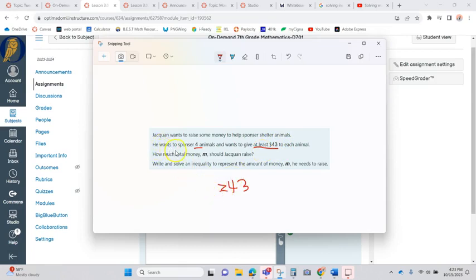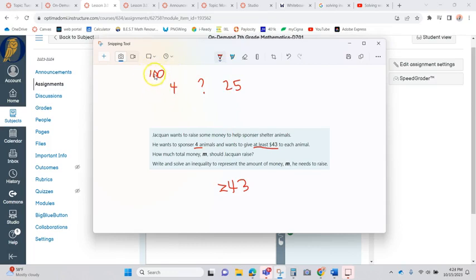He wants to sponsor 4 animals and give $43 to each animal. How much money should he raise? How much total money should he raise? So if I raised $100 and I gave that to 4 animals, how much would each animal get? I think each one would get 25, right? If I had $100, I gave that evenly to 4 animals.